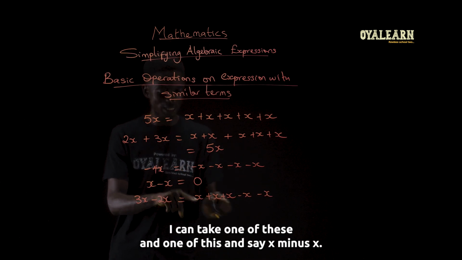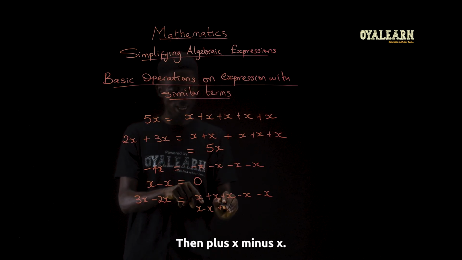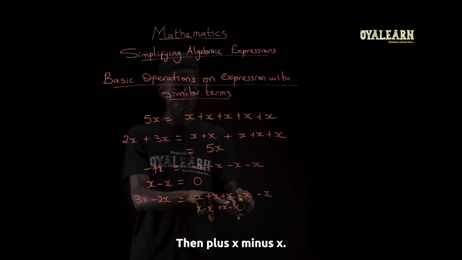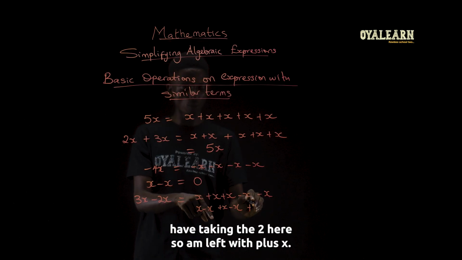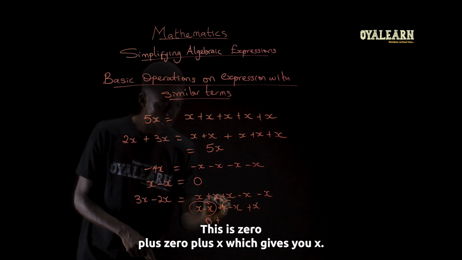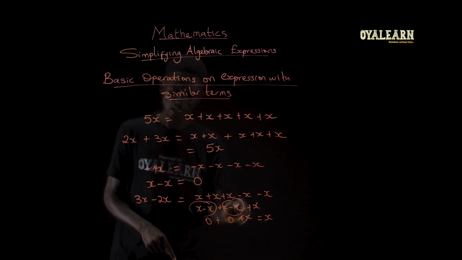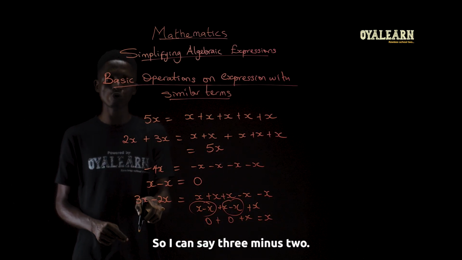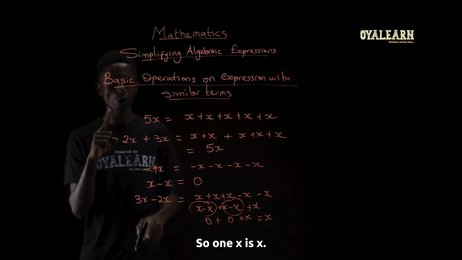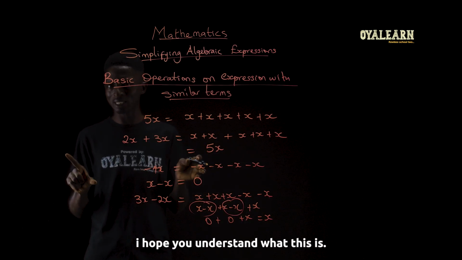I can take one of this and say x minus x, then plus x minus x. I've taken the 2 here, so I'm left with plus x. Now, what do we have here? This is 0 plus x, which gives you x. So I can just say 3 minus 2, and that gives me 1. So 1x is x. I hope you understand what this is.